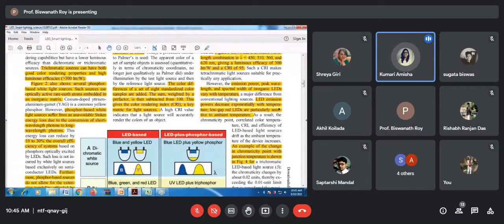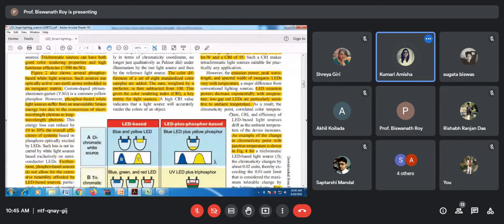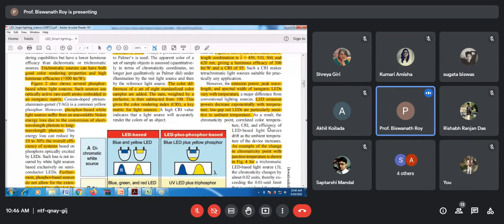However, the emission power, peak wavelength, and spectral width of inorganic LEDs vary with temperature. A major difference from conventional lighting sources, LED emission powers decrease exponentially with temperature. Low gap red LEDs are particularly sensitive to ambient temperature. As a result, the chromaticity point, correlated color temperature, CRI, and efficacy of LED-based light sources drift as the ambient temperature of the device increases. An example of the change.